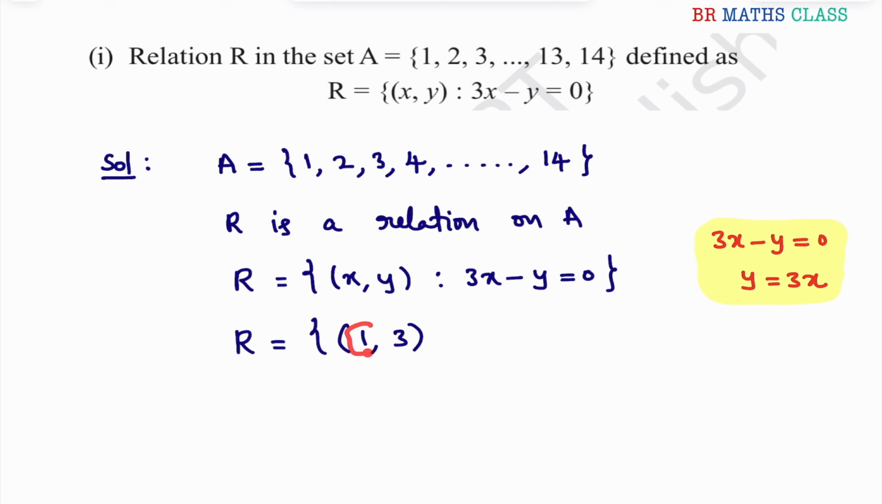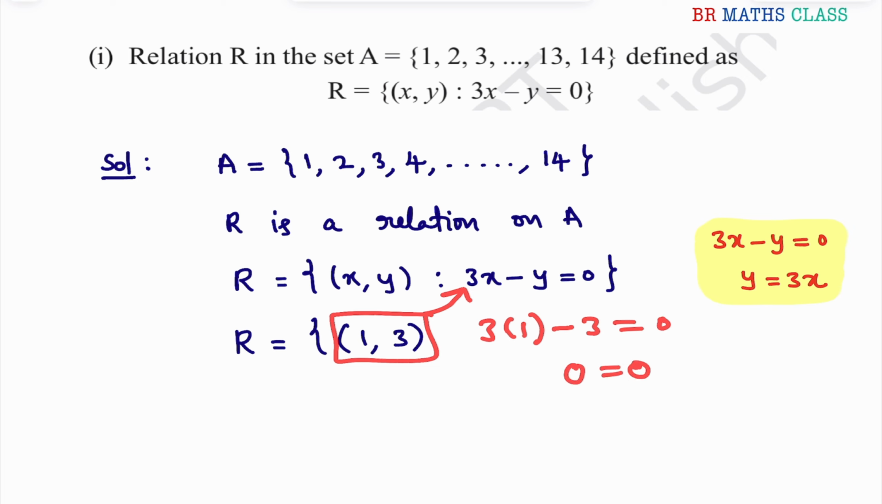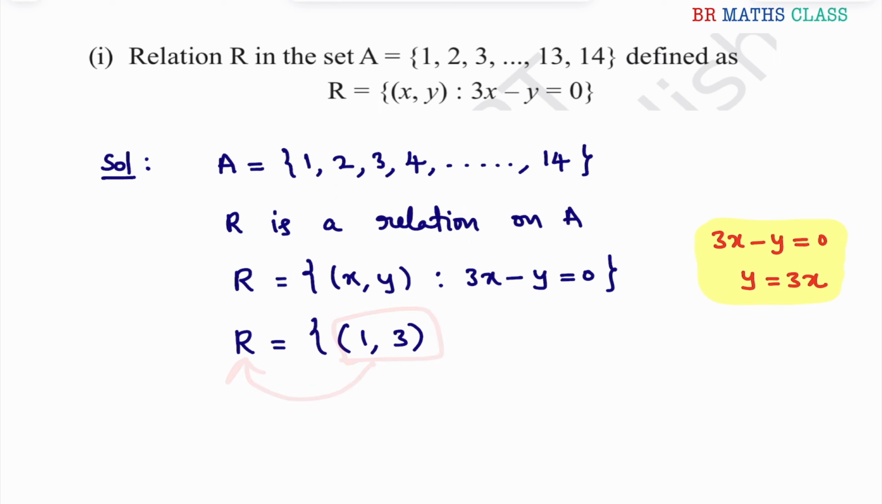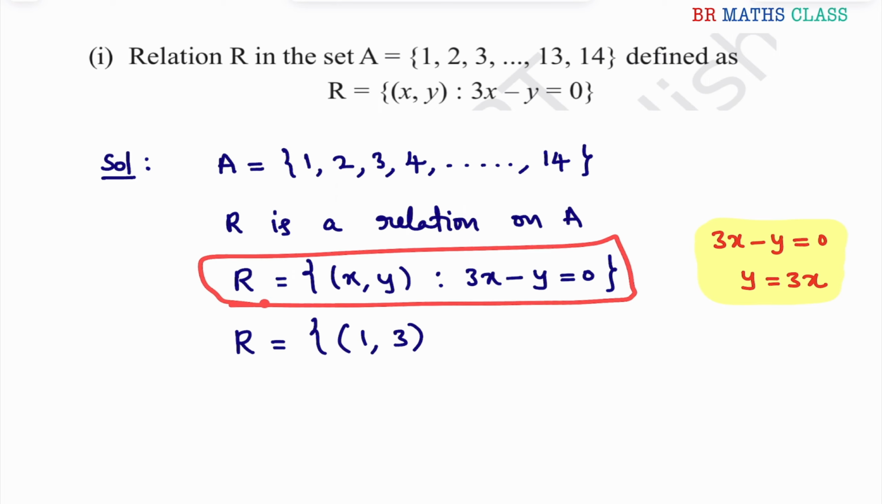You observe one thing: 1 is there in set A, 3 is also there in set A, and when I substitute 1 comma 3 in this equation, it must and should satisfy. See, x value 1, y value 3, substitute in 3 into 1 minus, in place of y you write 3. So left hand side is 3 minus 3, 0. 0 equal to 0, satisfying. So this ordered pair 1 comma 3 belongs to this relation. Actually, this relation is in set builder form. I am writing this relation in roster method. Roster method is where the set of all elements is listed like this. 1 comma 3 is one element.